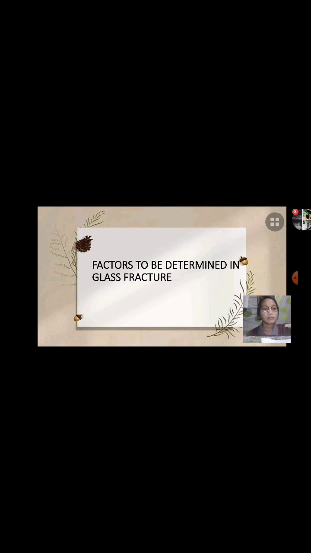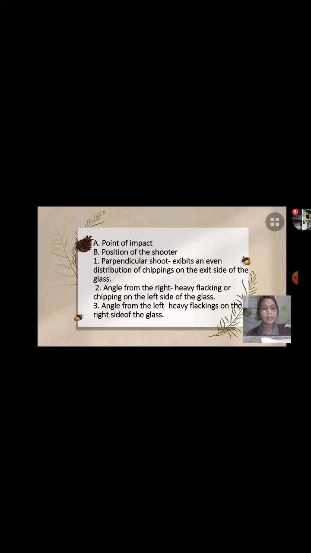So, factors to be determined in glass fracture. Letter A, point of impact. Next is the position of the shooter. Number 1, perpendicular shot exhibits an even distribution of chipping on the exit side of the glass. Number 2, angle from the right, heavy flaking or chipping on the left side of the glass. Number 3, angle from the left, heavy flaking on the right side of the glass.